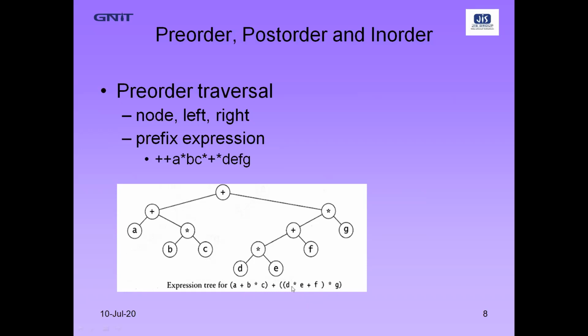Similarly, in this case, the bracket operation occurs first. So according to the parenthesis part, d star e will be evaluated first. Then this is added with f. Then this whole thing is multiplied with g, and these two sub parts are then added. So this addition part is placed at the root of this tree, right?